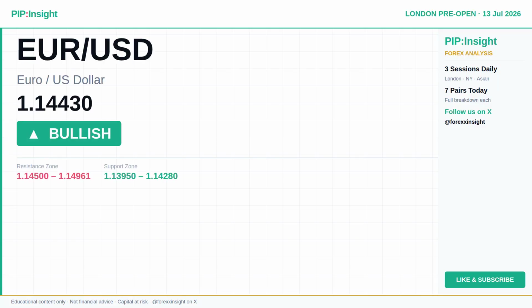Euro-Dollar. The chart is showing bullish structure on this session. The 1-hour is also pointing higher. Resistance is marked between 1.145 and 1.14961. Support is marked between 1.1395 and 1.1428. Here is the full chart breakdown.